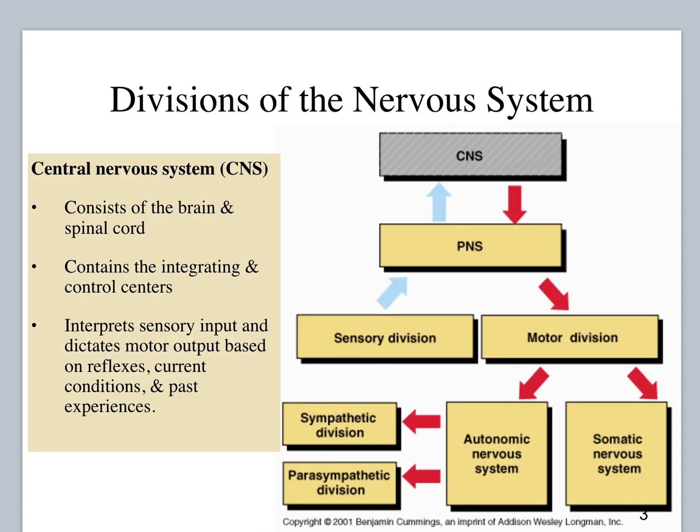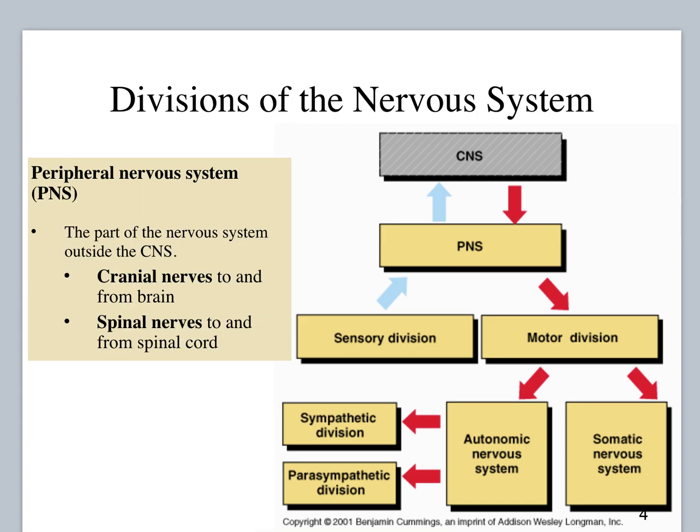First of all, there's the central nervous system. Central nervous system is basically the brain and the spinal cord. It contains all the integrating and control centers of the body. It interprets sensory input and dictates motor output based on the sensory input, on reflexes, on current conditions, and on past experiences.